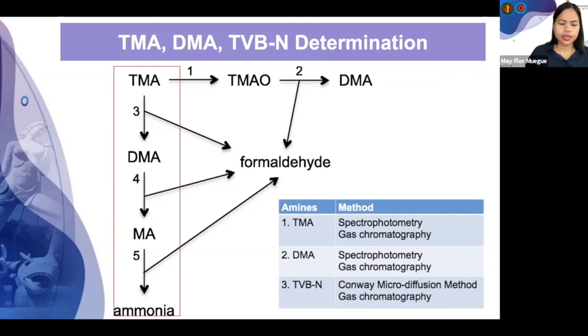Next is about the TMA, DMA, and TVBN determination. So these are the indices, no, that you're going to determine or to test, and you use the following methods. So you use spectrophotometry for TMA and gas chromatography, and you can actually use the same, no, for DMA or dimethylamine detection. And for TVBN, TVBN stands for total volatile base nitrogen, you can use Conway microdiffusion method or gas chromatography.